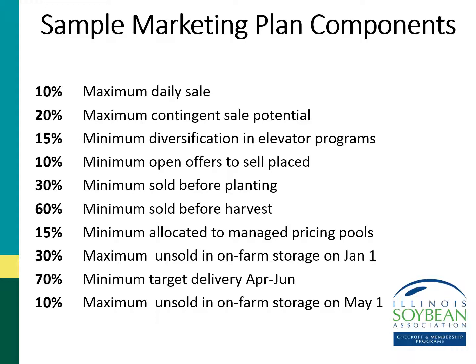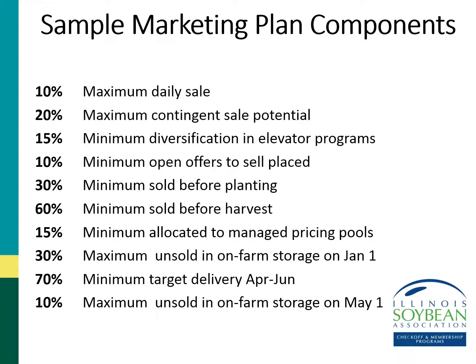Some example parameters: a 10% maximum amount you would sell in a day, or a 20% maximum contingent sale potential, some double up or accumulator type of elevator program. The minimum amount that you would put in various elevator programs to diversify. 10%, a minimum amount of open offers that I want working in the market at any given time, or a minimum sold before planting, or a minimum sold before harvest starts. A minimum that you'll diversify and allocate to a managed pricing pool. A maximum unsold that you might want in on-farm storage on January 1, or a maximum unsold at a different point in time, let's say on May 1.